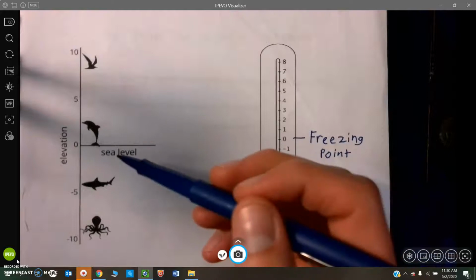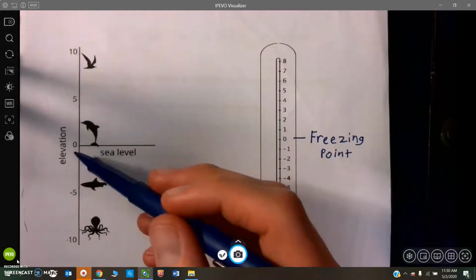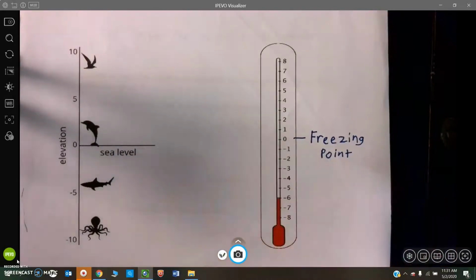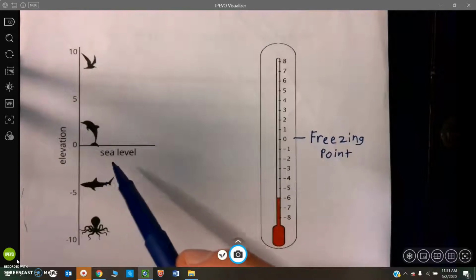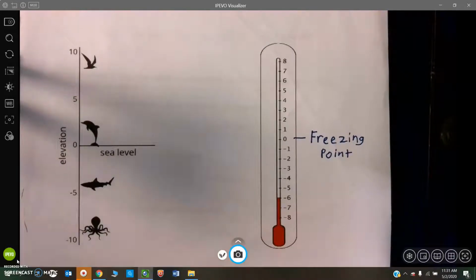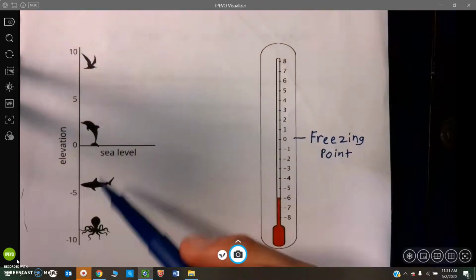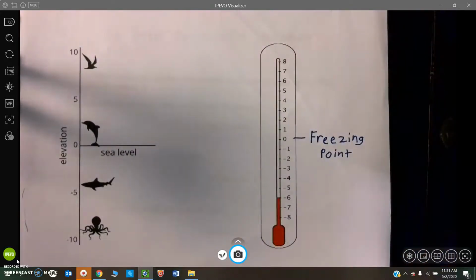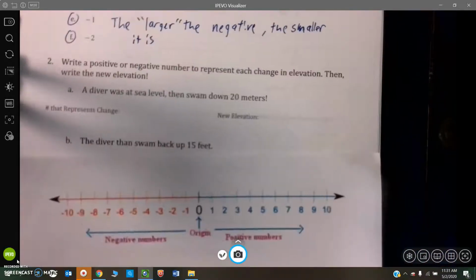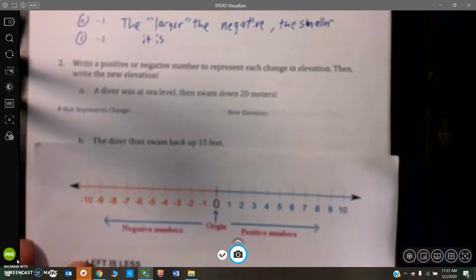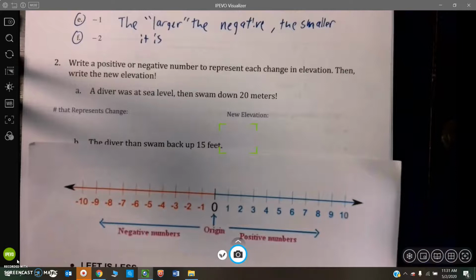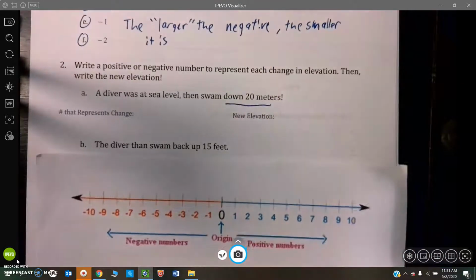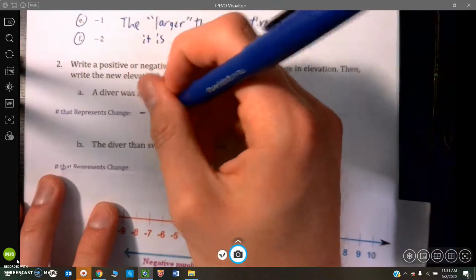So when we talk about elevation, sea level is a 0-foot elevation. Sea level means where the oceans lie, and everything on the planet is compared to the level of the ocean. So if you have a negative elevation, that means you are below the surface of the ocean. If you have a positive elevation, that means you are above the surface of the ocean. So the diver was at sea level, so they were at 0. They were swimming on by the waves, and then swam down 20 meters. So if you go down, that is a negative change. So they went down 20.